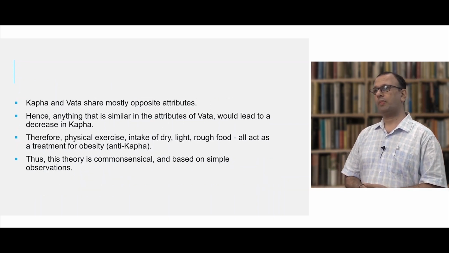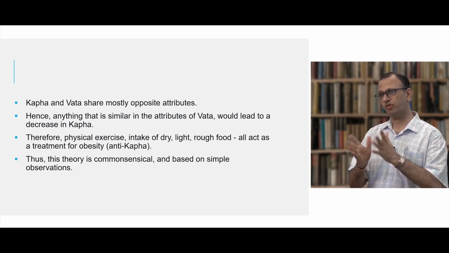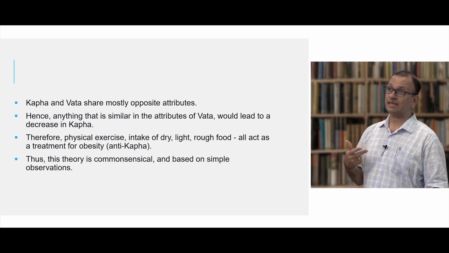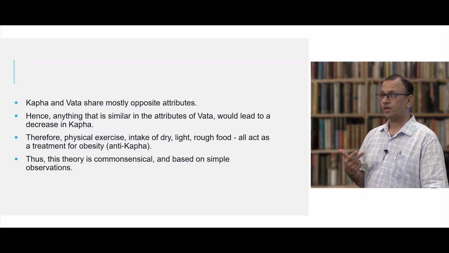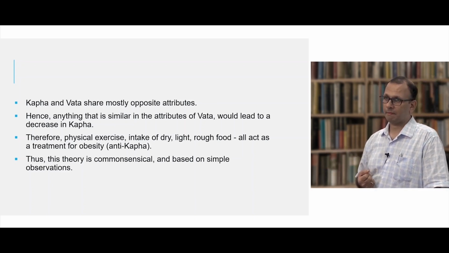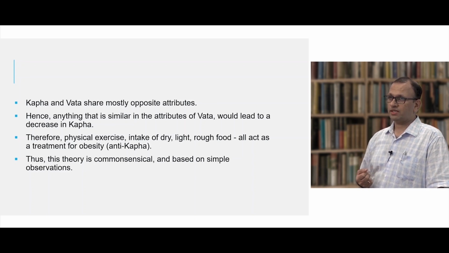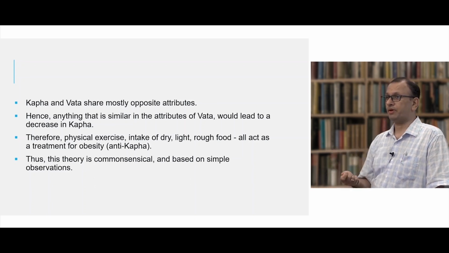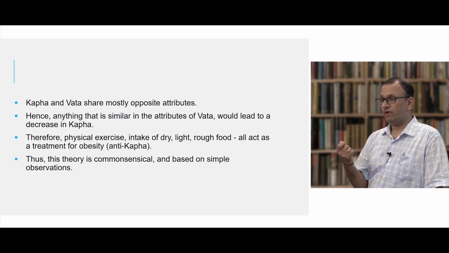So kapha and vata also share mostly opposite attributes, except for shita. Most of the attributes of kapha and vata are opposite. Hence, anything that is similar in the attributes of vata would lead to a decrease in kapha. Right? For example, vyayama, physical exercise. Right? Intake of dry, light, rough food, ruksha, laghu kind of food, right? That leads to a decrease in kapha because it increases vata. And vata and kapha are opposite, hence it will act as a treatment of obesity.